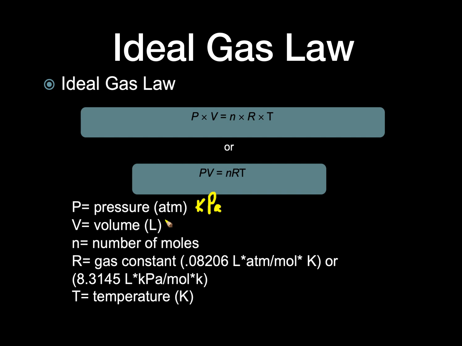Now, this is where pressure and our gas constant are related. If we have a pressure in atm, we must use this first gas constant to make sure our units cancel out. So we must use 0.08206 liters times atmospheres over moles times Kelvin. If we have a pressure in kPa, we can then use this R value, this gas constant, 8.3145 liters times kPa divided by moles times Kelvin. And our temperature must be in Kelvin.